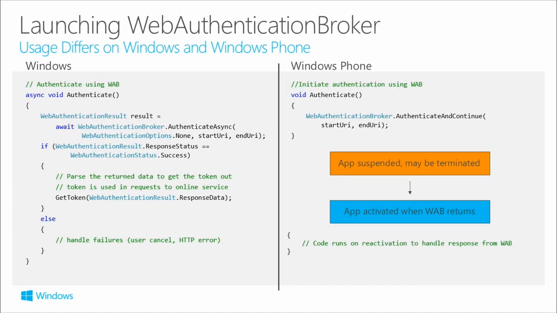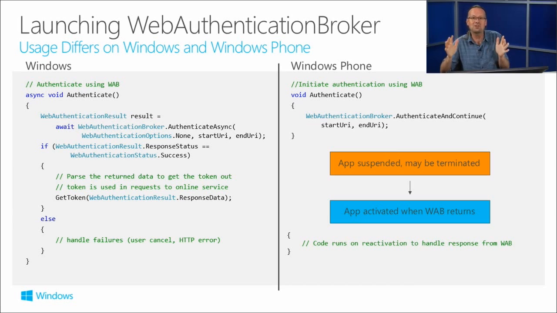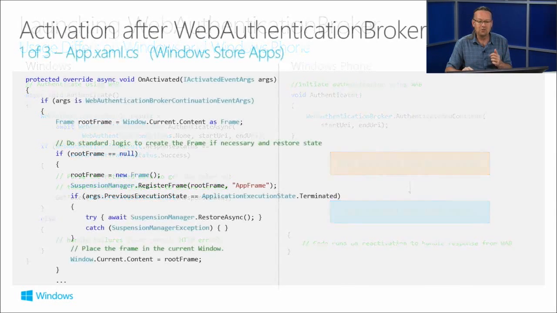On Windows Phone, it's one of these AndContinue methods. You call WebAuthenticationBroker.AuthenticateAndContinue, and at that point, your app suspends. And we transfer control over to the shell component, which handles the authentication for you. And then when the authentication process has completed, it will reactivate your app, and you need to handle that reactivation, which you do like this.